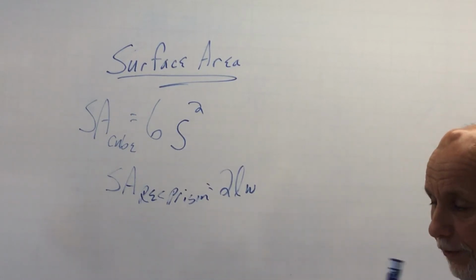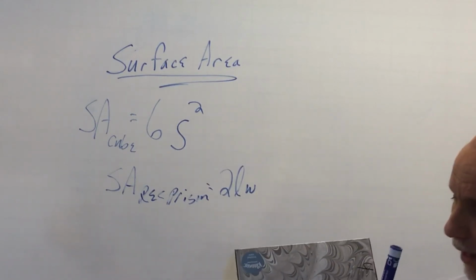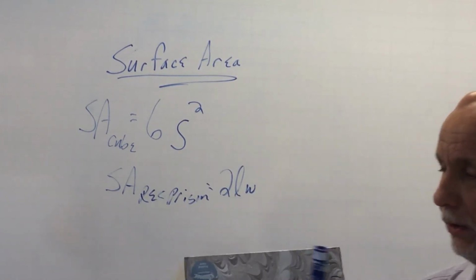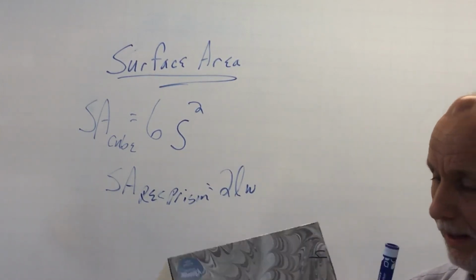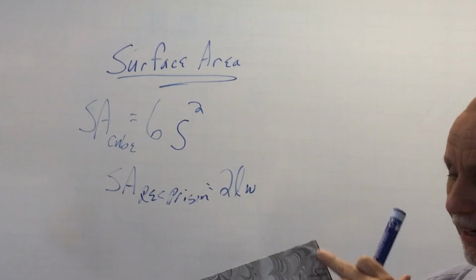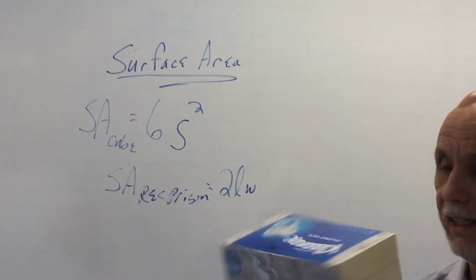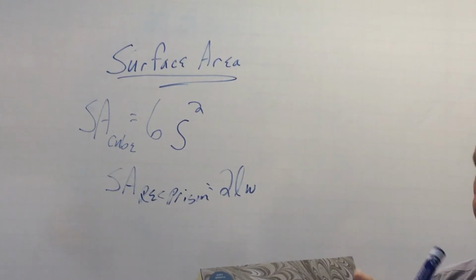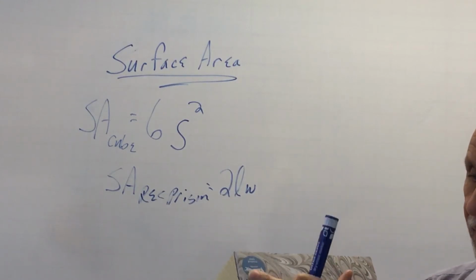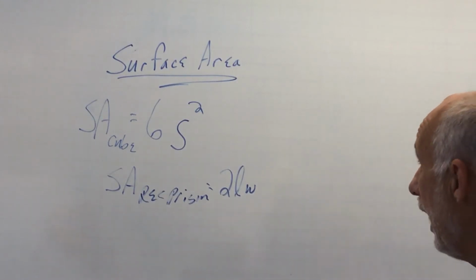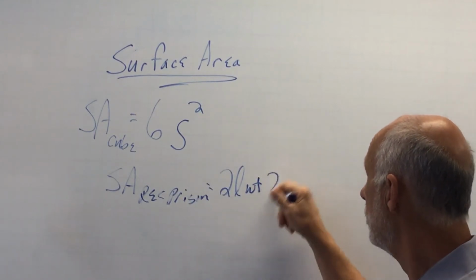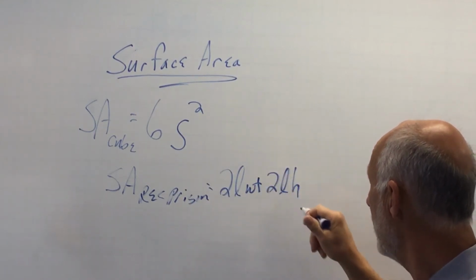Now, what if I want the front and the back? Well, the front has the length still, the same length as the top had, but it doesn't have the width, it has the height. So this is length times height. And that's the same as on this side, length times height. Okay? So I can then add plus 2 times length times height.